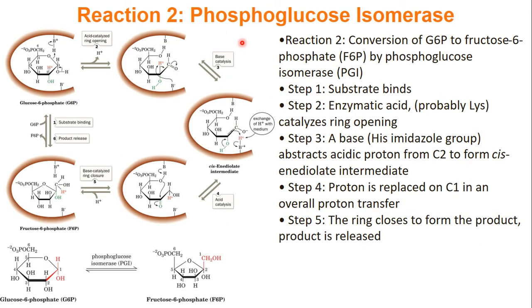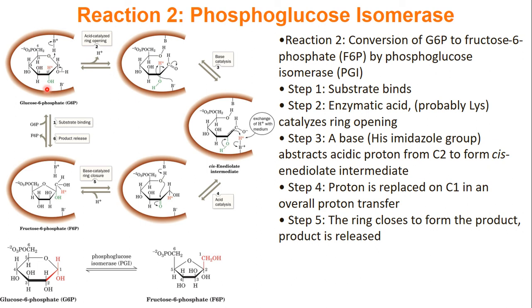Reaction 2 is phosphoglucose isomerase, taking G6P, glucose 6-phosphate, and simply turning it into fructose 6-phosphate, F6P. And if you remember, fructose is a 5-member ring. So let's take a look at this reaction mechanism. This is carried out by phosphoglucose isomerase, PGI. Step 1, bind glucose 6-phosphate. Step 2, an acid reaction. You need to open up this ring.